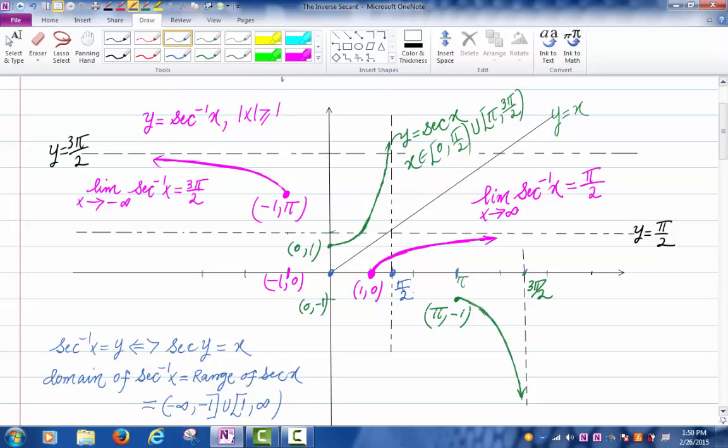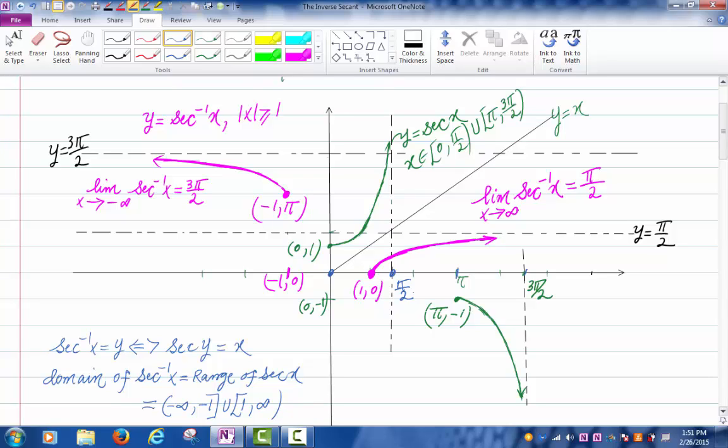Notice that pi over 2 is not in the domain of secant. 3 pi over 2 is not in the domain of secant. 0 is in the domain, pi is in the domain. Everybody is clear? At pi, what's the value of secant? Negative 1. At 0, the value of secant is 1. Is everybody clear?